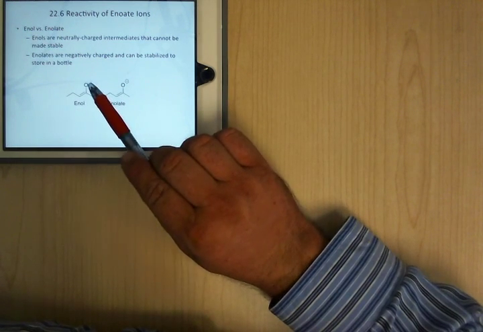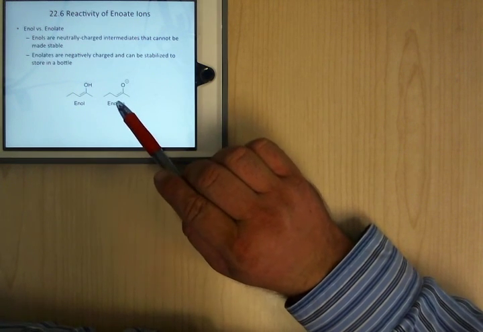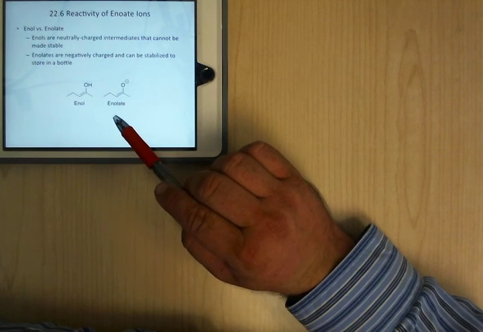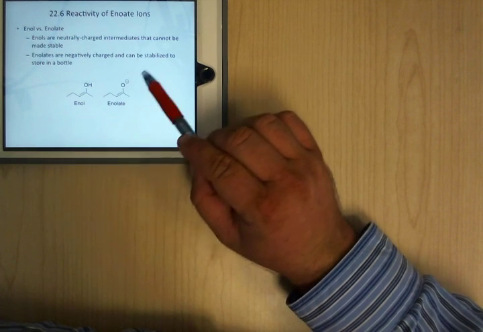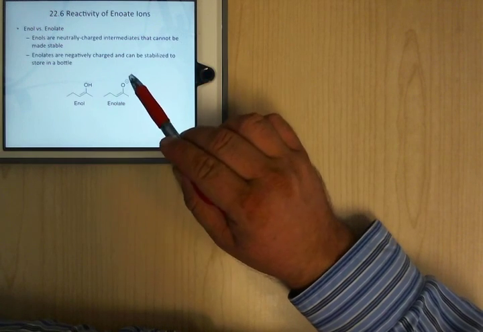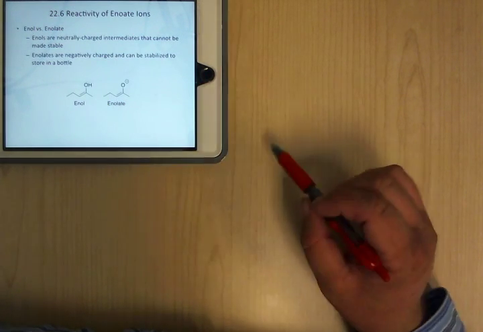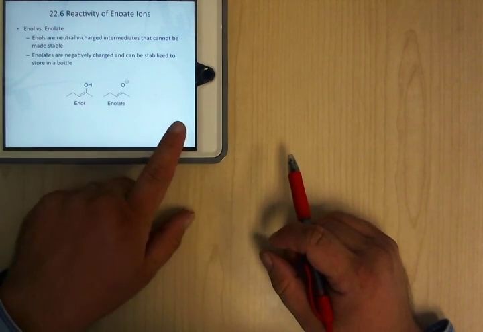Now, if you hit this with base and deprotonated it to the charged species, that's not too bad. You can actually buy this stuff in a bottle. You're going to have some sort of metal counterion here, but that's fine. But this is more stable than the enol form. So go figure.